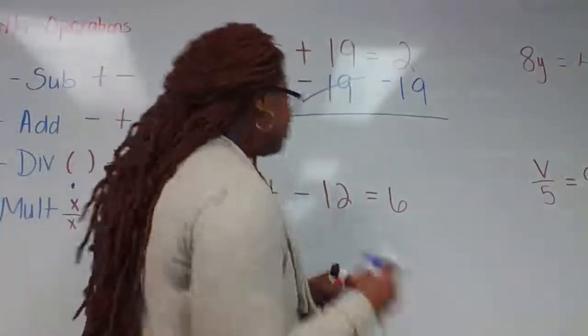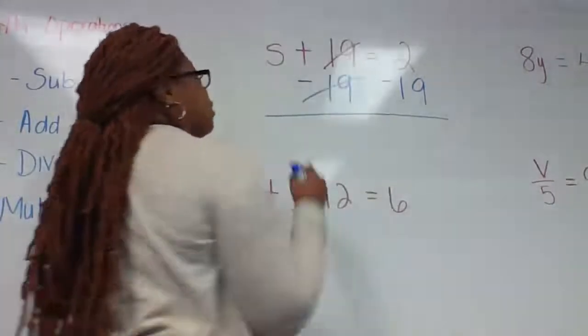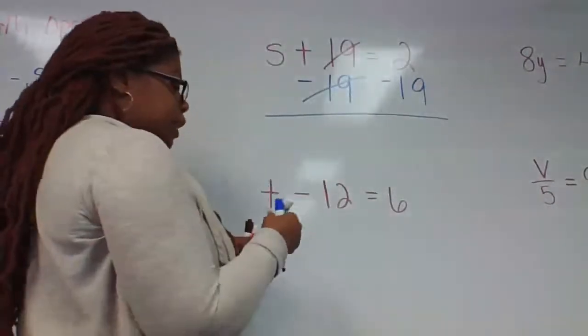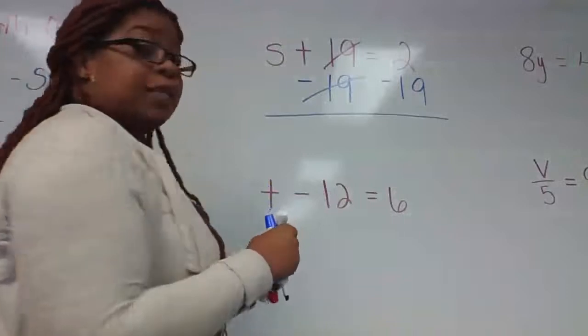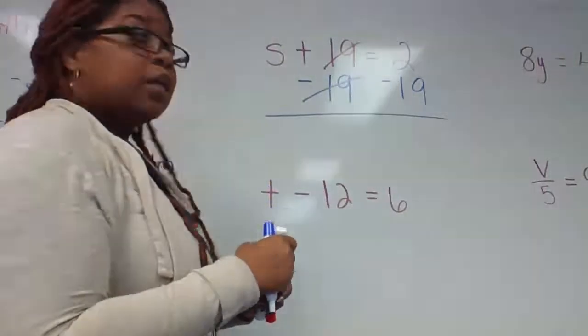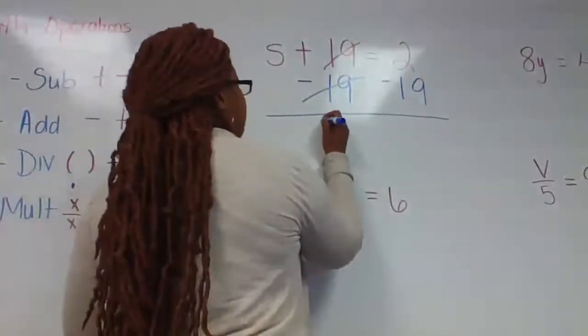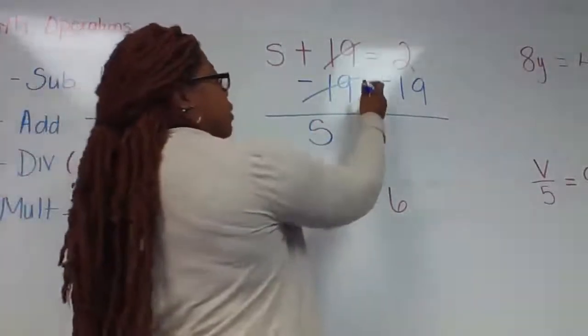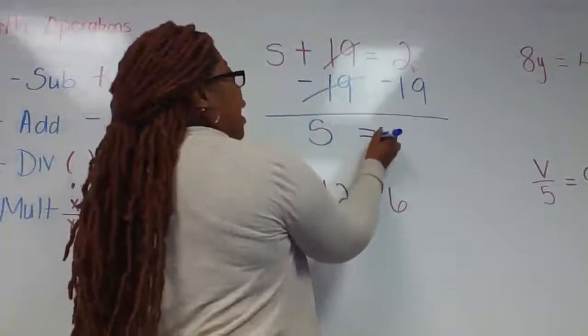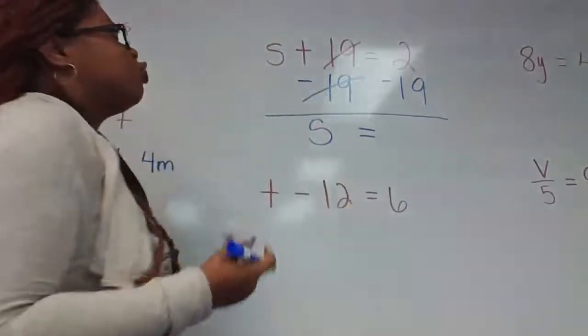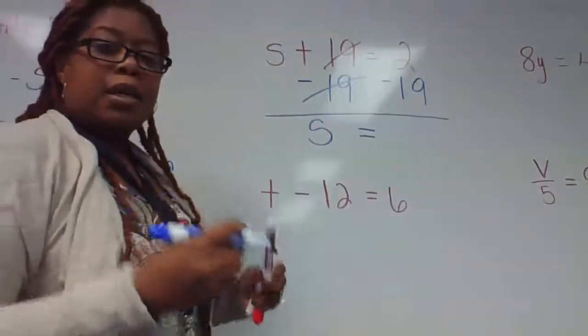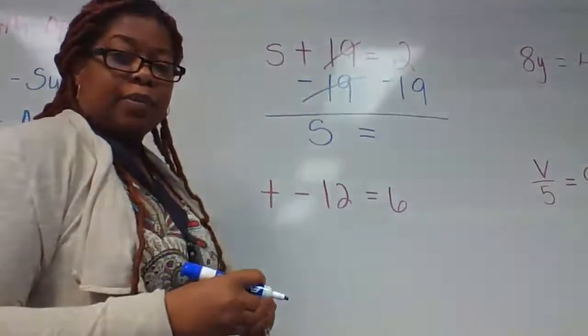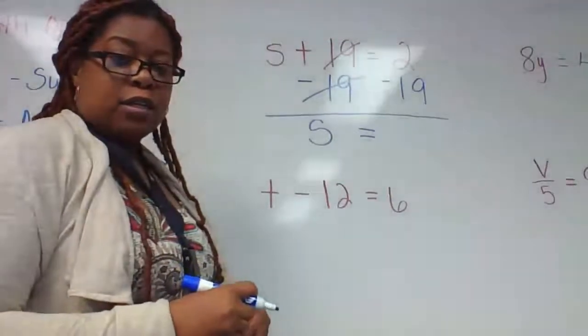There it is. So these no longer exist. So the only thing that is left on this side of the equal sign is what? S. We have accomplished our goal of getting S by itself. And then we simply keep our equal sign. And then we do the math. 2 plus negative 19.